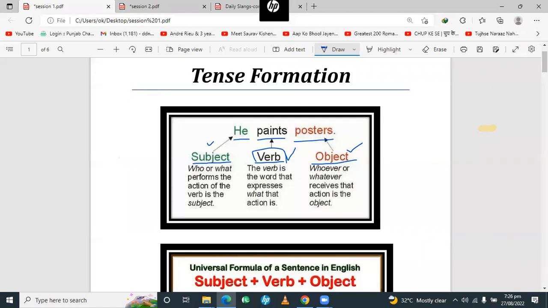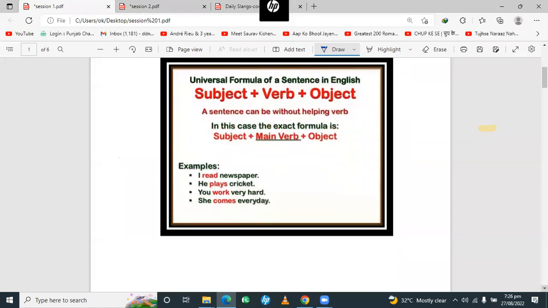Okay, fine. Now, if you find it difficult to make lengthy, descriptive sentences, you have to follow the universal formula of a sentence in English. What is it? All the time it will remain the same. First comes the subject, then comes your main verb, and then comes the object.